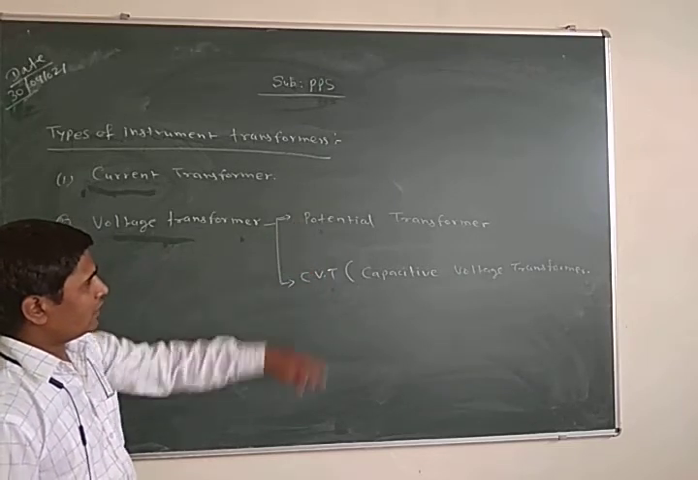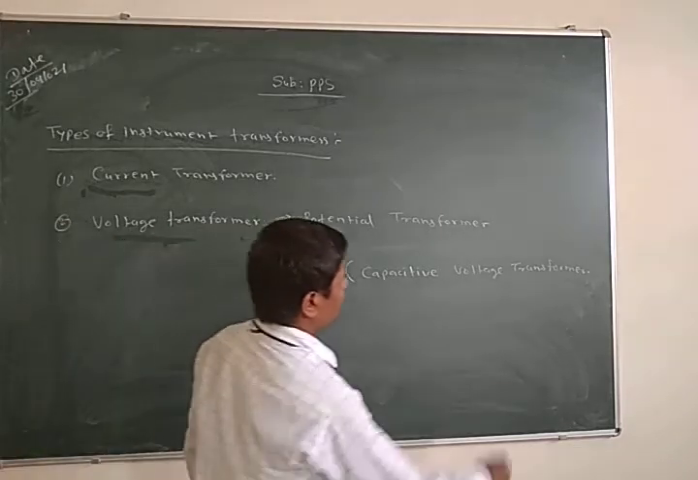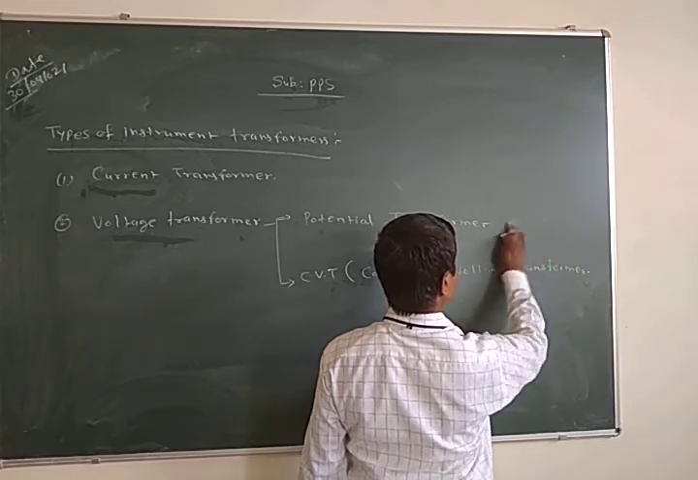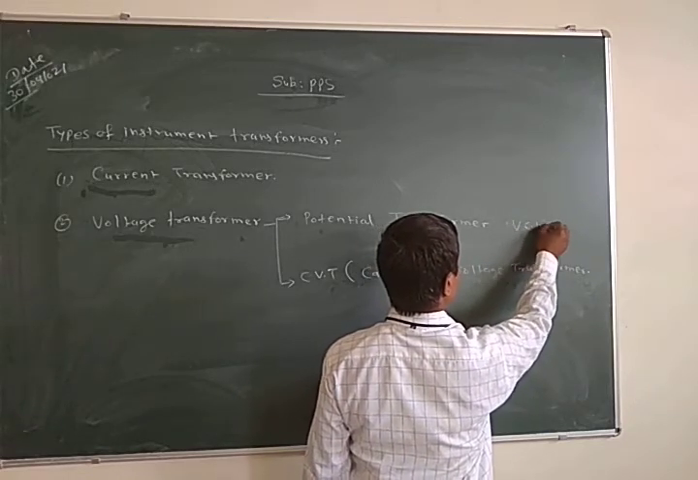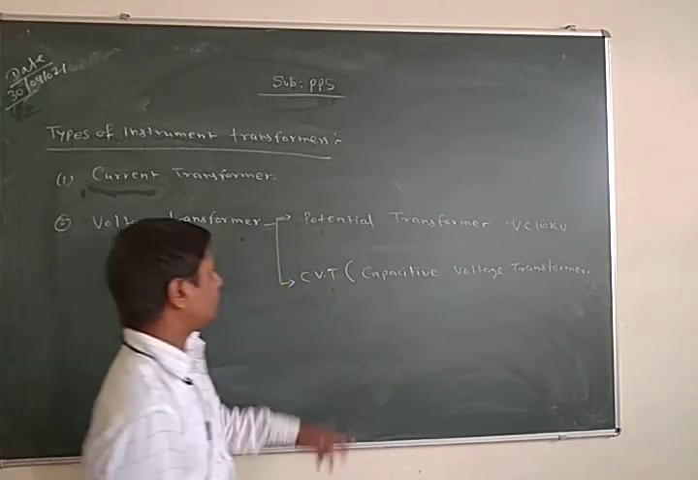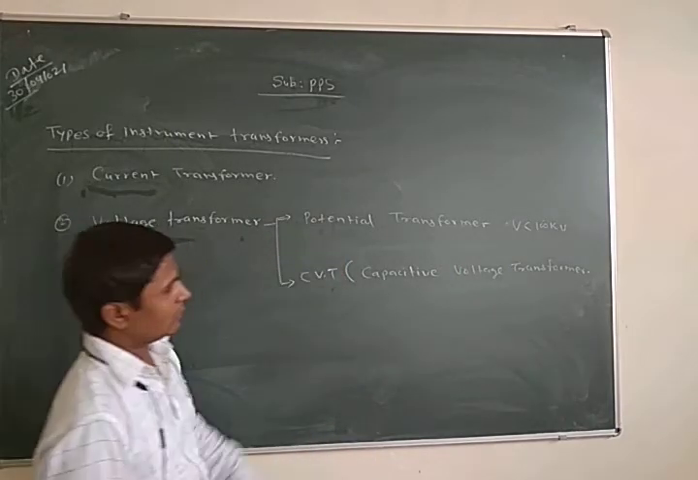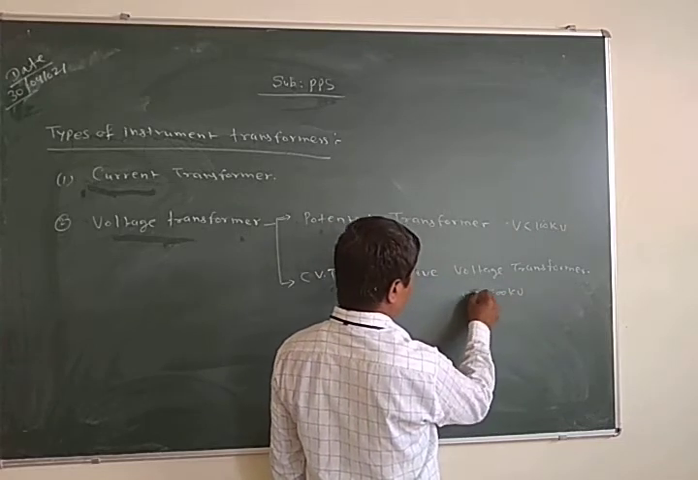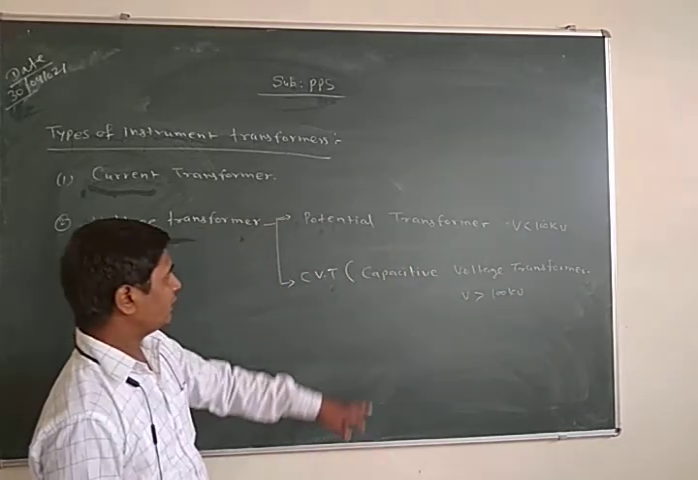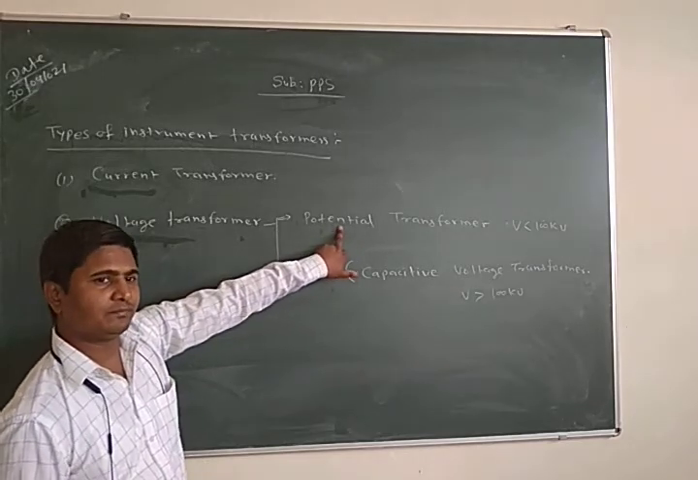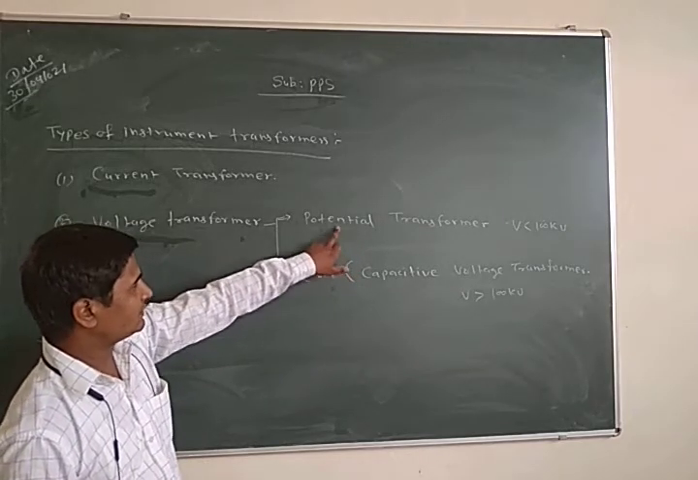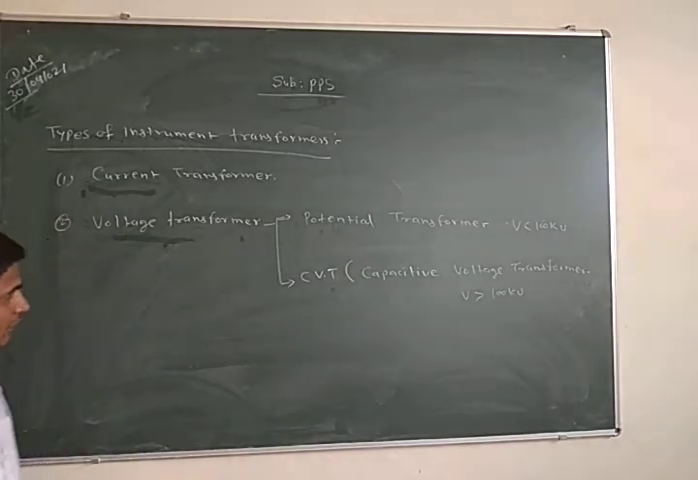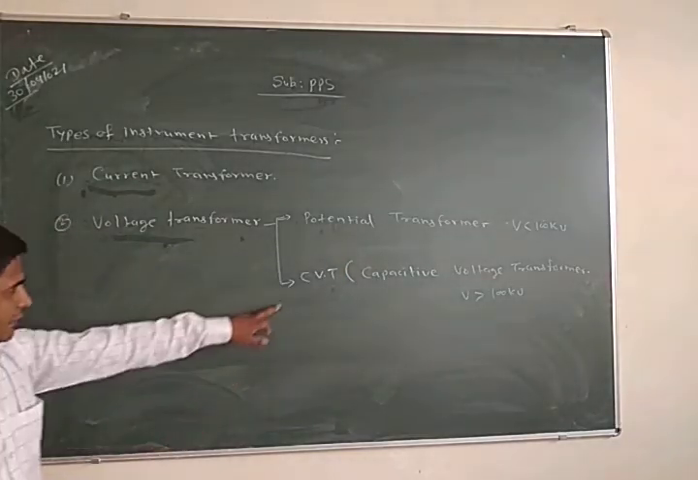Potential transformers are used up to below 100 kV. For voltage less than 100 kV we can use potential transformer, but greater than 100 kV we cannot use potential transformer because it requires more insulation, which increases the size of the transformer and also the cost of the transformer, due to which we use CVT.